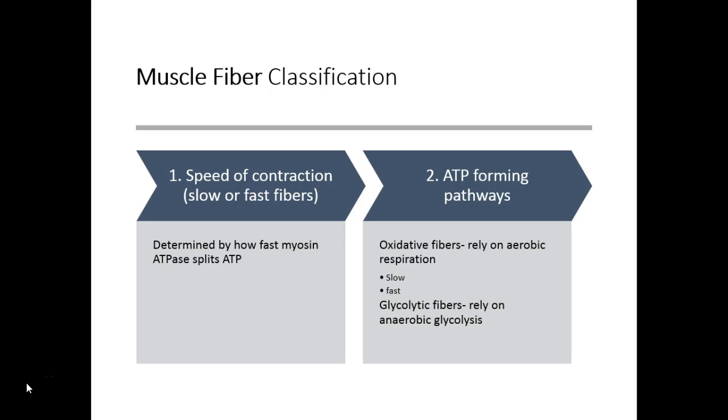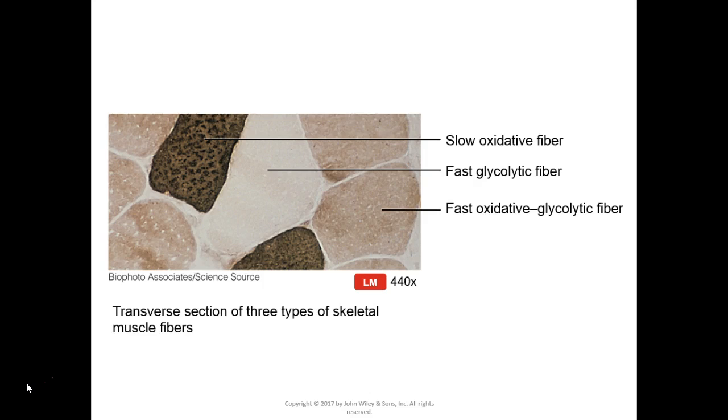But the way that the ATP is formed also helps to classify a muscle fiber in whether they are oxidative or glycolytic. Oxidative is further broken down into slow and fast oxidative, and these fibers are going to rely on aerobic respiration. Remember, aerobic respiration was the Krebs cycle and the electron transport chain where we were making lots and lots of ATP. The glycolytic fibers, remember glycolysis, no oxygen available or low oxygen content, so your glycolytic fibers are going to rely on anaerobic glycolysis to make ATP.